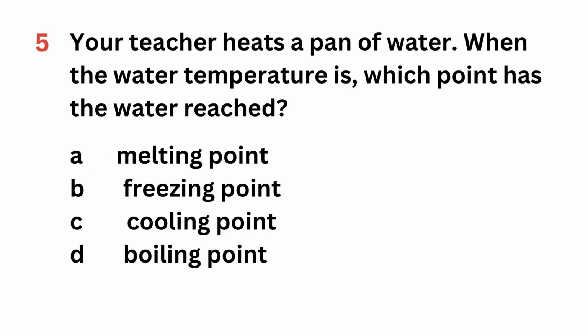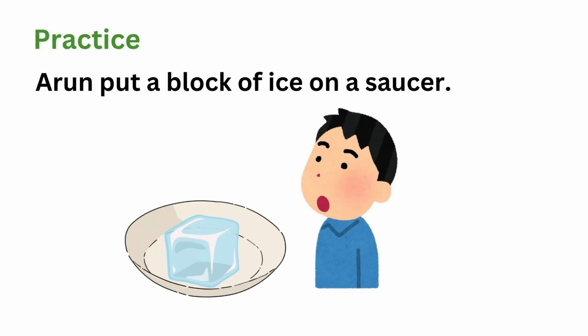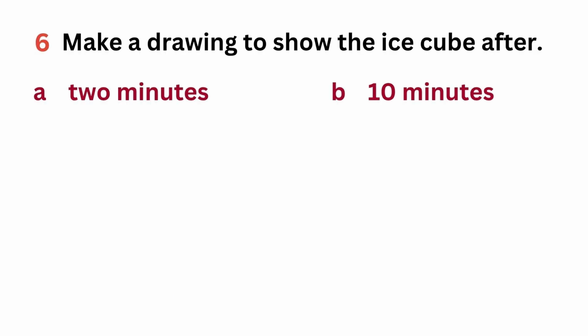Question 5. Your teacher heats a pan of water. When the water temperature is 100 degrees, which point has the water reached? D. Boiling point. Practice. Aaron put a block of ice on the saucer. Question 6. Make a drawing to show the ice cube after A. 2 minutes, B. 10 minutes.